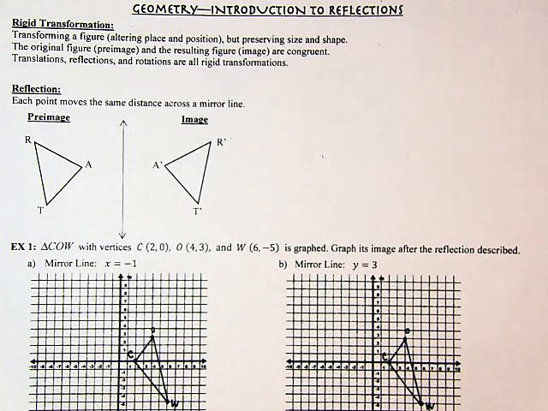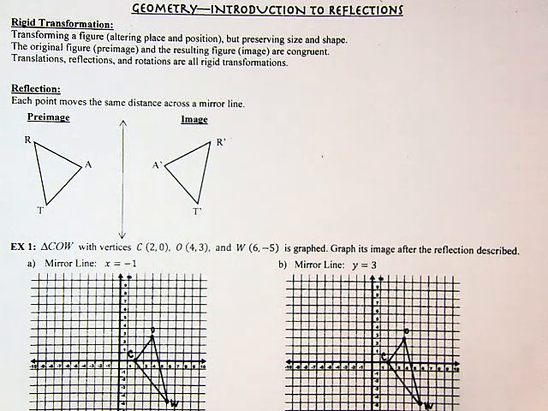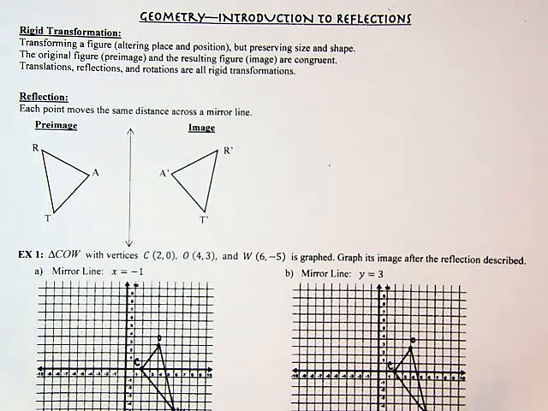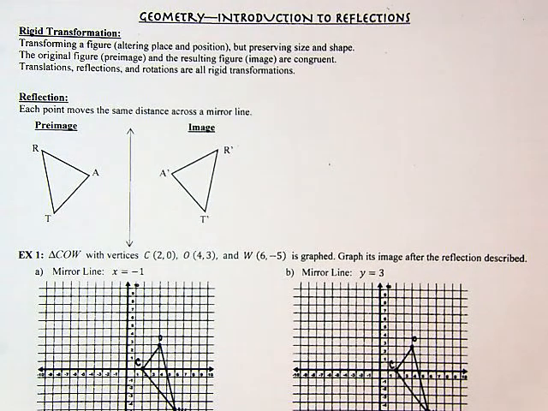All right, you guys, today we are taking on the reflection. So just a reminder that we're looking at this broad category of rigid transformations. A rigid transformation, we are transforming a figure, altering place and position, but preserving size and shape. So the original figure, the pre-image, and the resulting figure, the image, are congruent. And we have three types of rigid transformations.